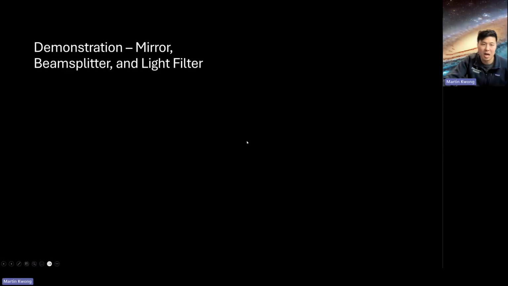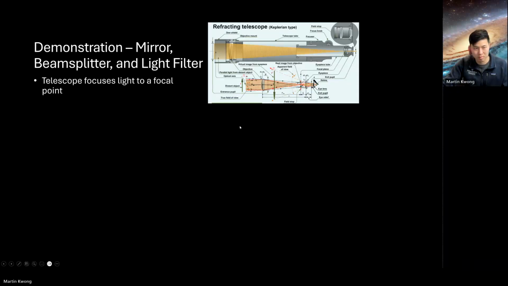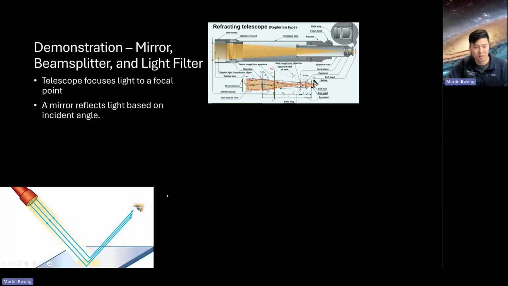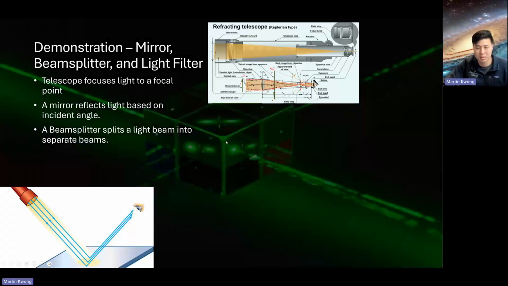So some optical engineering fundamentals: a mirror, a beam splitter, and a light filter. A telescope focuses light to a focal point. A mirror reflects light based on incident angle, so the angle it comes in is equal to the angle it exits. A beam splitter splits a light beam into separate beams. You can see here the green laser through this cube beam splitter is split into multiple beams.